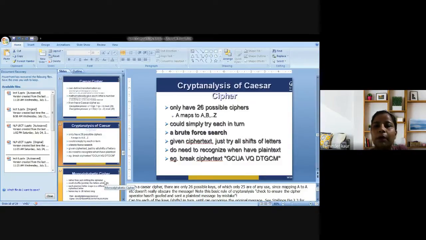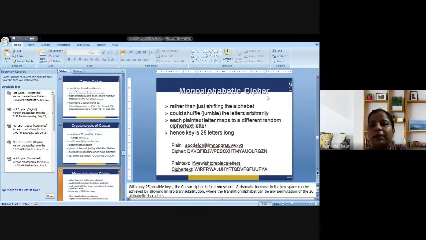So this was all about Caesar cipher. Next is the mono-alphabetic cipher. Mono, as the name implies, means we perform one substitution of the character. Rather than shifting the alphabet, we could jumble the letters arbitrarily. That means we convert the letters randomly, like ABCD is converted into D, K, B, B. Hence the key could be 26 letters long. This is the main thing. In a mono-alphabetic cipher, the key is 26 letters long. It could be any random text. Let's say we have a plain text. This is the ciphertext that is randomly generated for it.